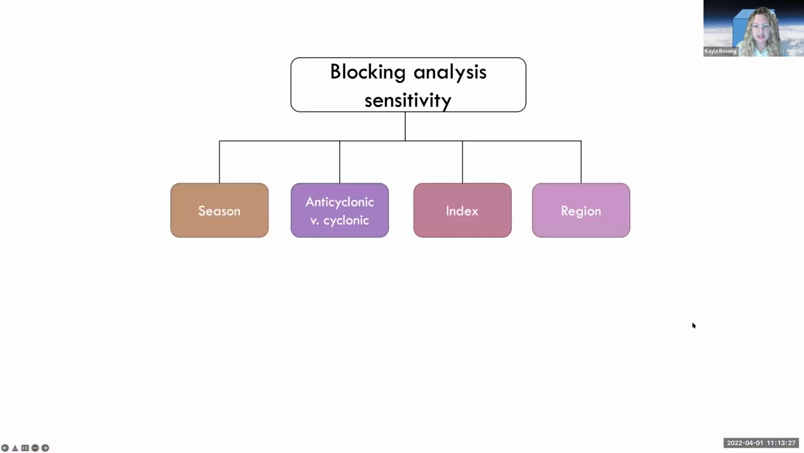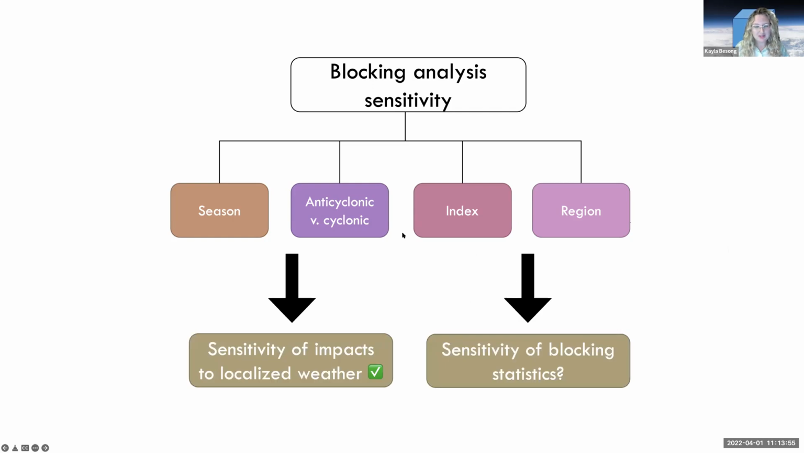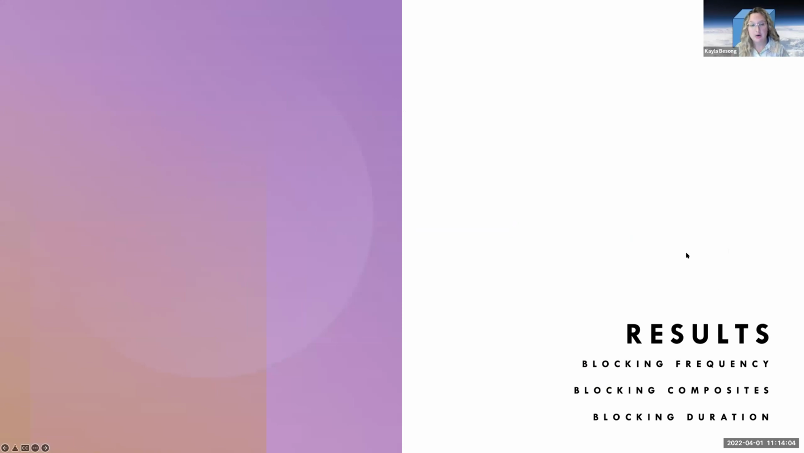Okay, just to reiterate what we're really looking at here. Altogether, we're looking at blocking analysis, particularly blocking analysis sensitivity. I mentioned we're doing each season. We're also doing classification of anticyclonic and cyclonic, and we're doing 2 different indices. Later on, I'll talk about how I broke it down into regions as well. So there's a lot of information. We're also going to talk about how this translates into the sensitivity of impacts to localized weather, as well as the sensitivity of blocking statistics. Okay, so now we're finally at the results of our first section, where first we'll talk about the blocking frequency and then our blocking composites.